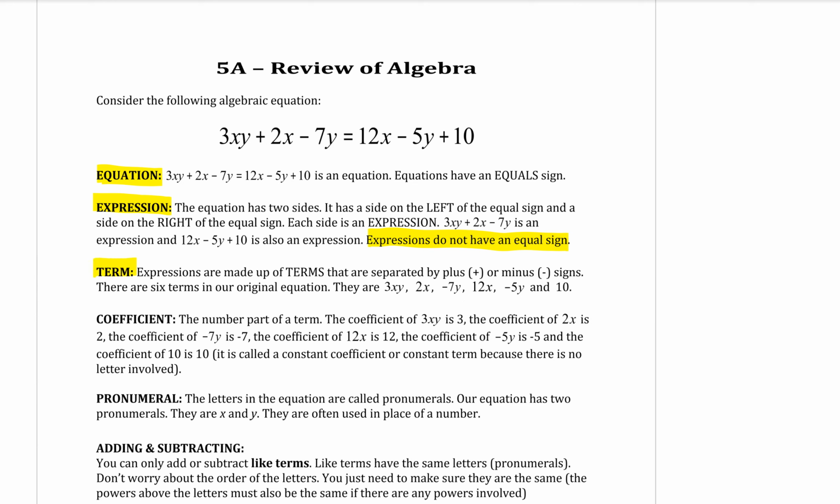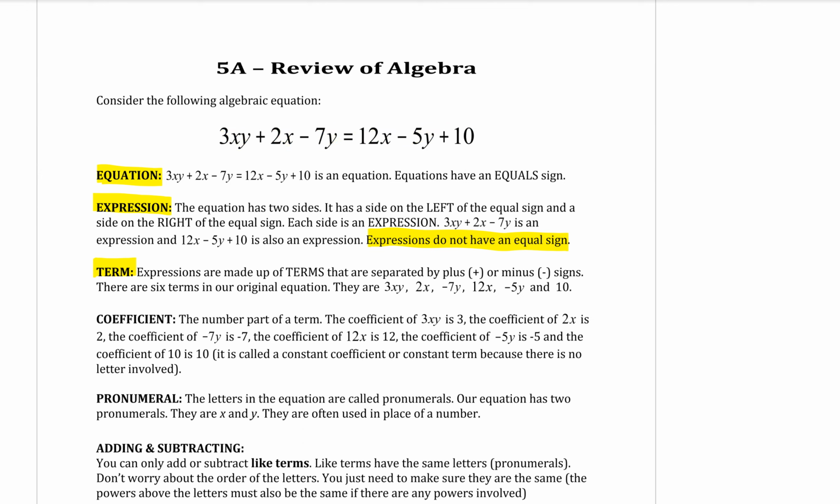Term. The expressions are made up of terms, and they are the things that are separated by the plus or minus signs. So there are actually 6 terms in that equation that I've given you. So 3xy is a term, 2x is a term, -7y is a term, 12x, -5y, and the 10. All the little parts that are separated by plus and minus signs are terms.